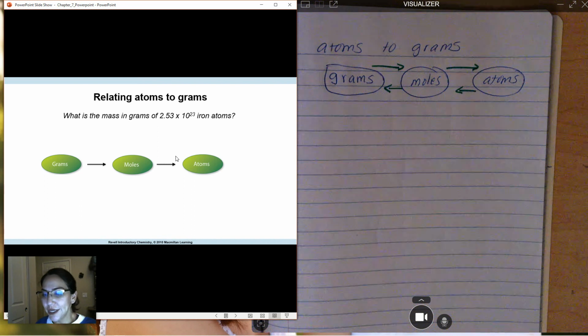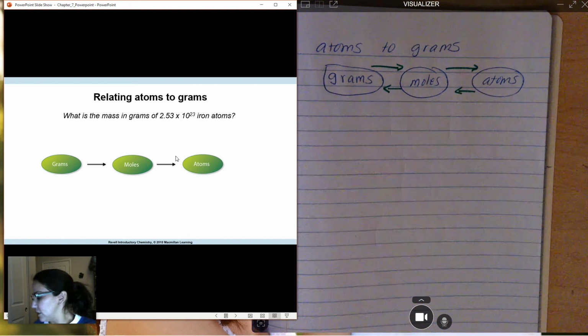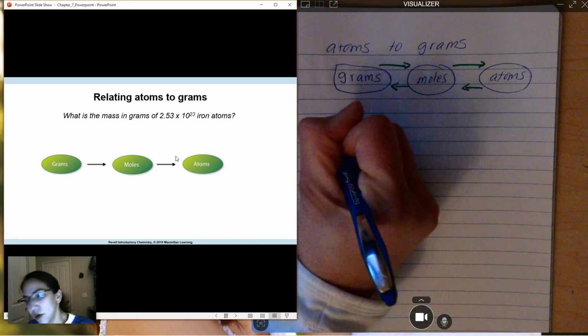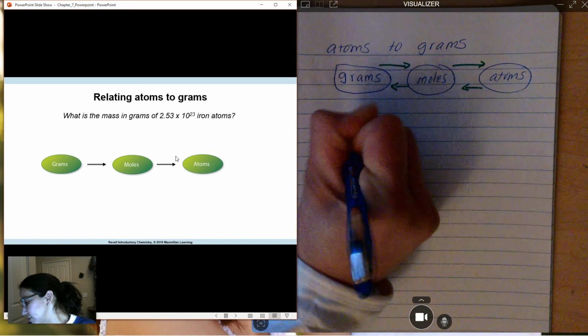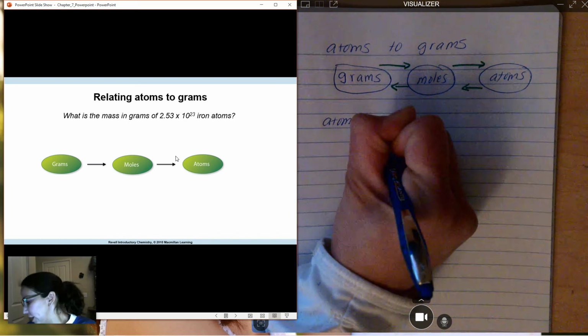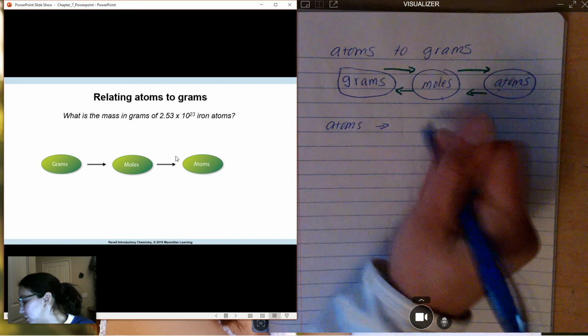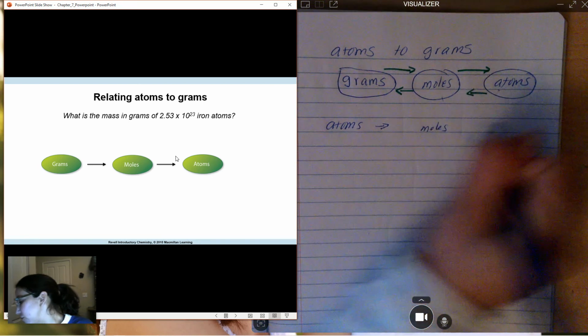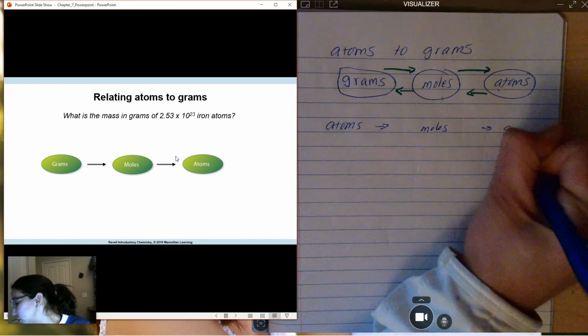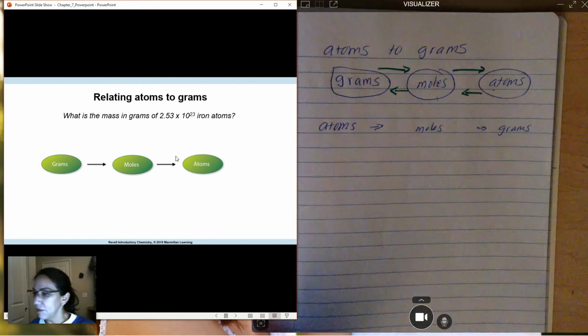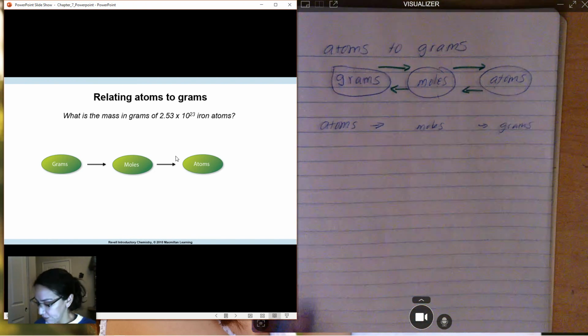So the question here is, what is the mass in grams of 2.53 times 10 to the 23rd iron atoms? Okay. So we're going to go from atoms all the way to grams. So that means we need to go from atoms to moles and from moles to grams. Okay, based on the question that we're being asked.